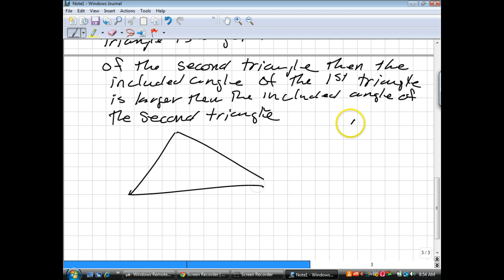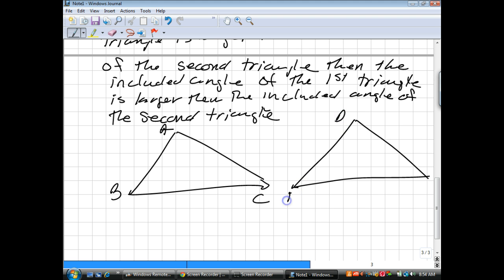Okay. Right, so again, given two triangles, we'll call this ABC, and this DEF. So in this one I know AB is congruent to DE, BC is congruent to EF, but I know that AC is greater than DF, or the length of AC is greater than the length of DF. Then I can conclude that angle B is greater than angle E.